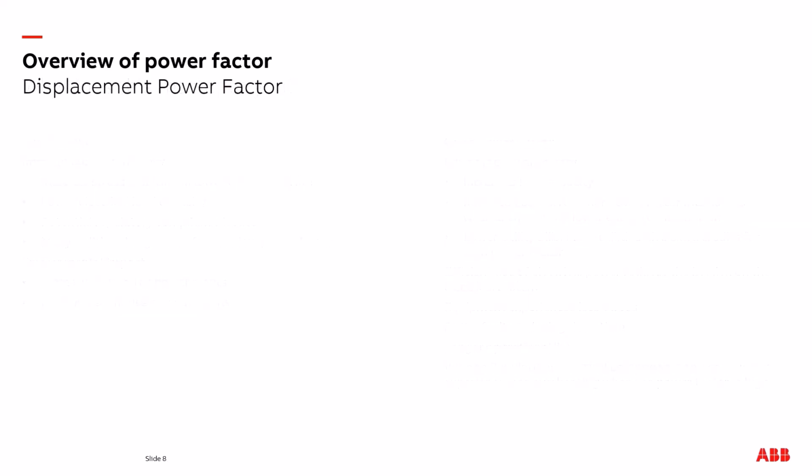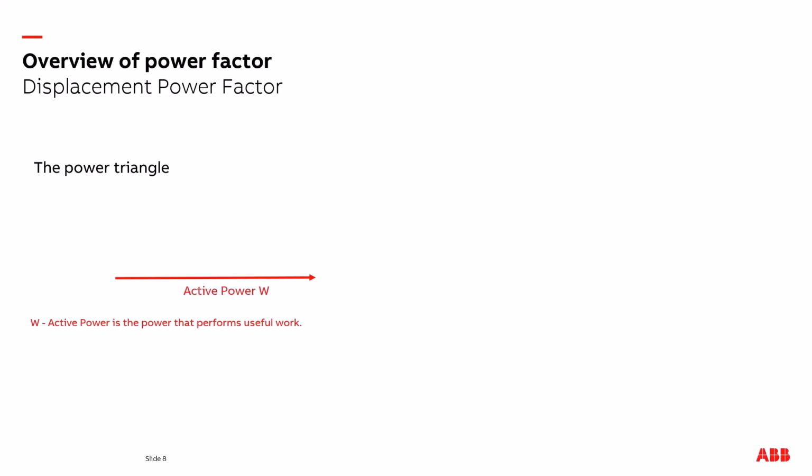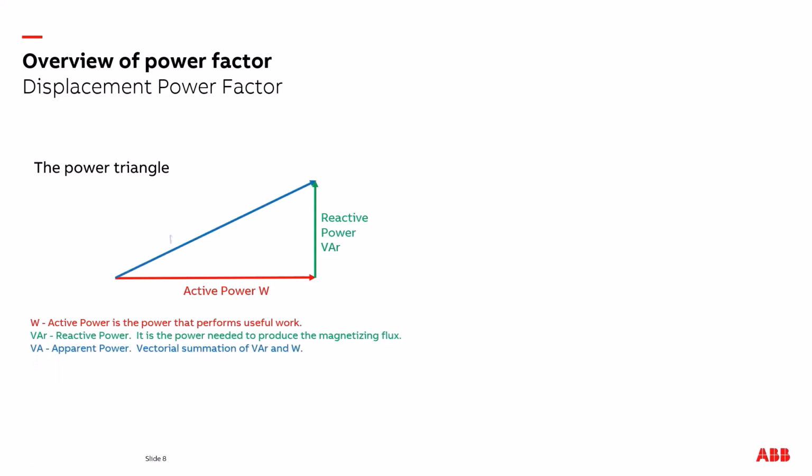Now we need to look at the types of power factor we have. Displacement power factor. We'll look at the power factor triangle. We're going to do a little bit of math here, nothing super complicated. We have a vector here. It's going to be your active power in watts. Next thing we're going to look at is reactive power, and that's volt-amps reactive, and that's in green. Then we have our apparent power. That's the vector summation of the watts and the volt-amps reactive.